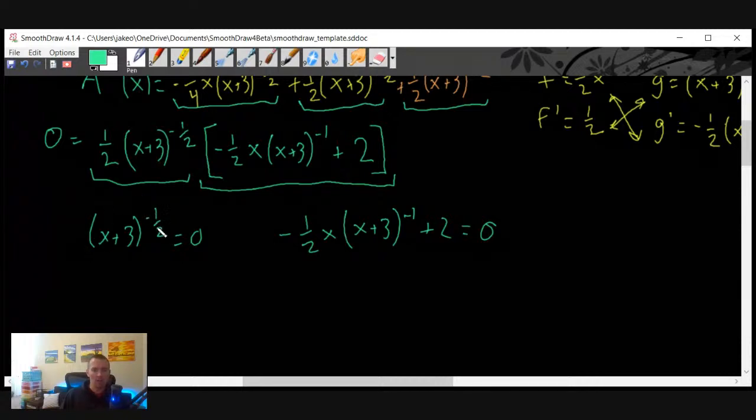Then to get rid of the negative 1/2 power, what we can do is raise both sides of our equation to the negative 2 power. Negative 1/2 raised to the negative 2 is going to cancel out. So we're just going to have x plus 3 equals 0. Subtracting 3 over gives us x equals negative 3.